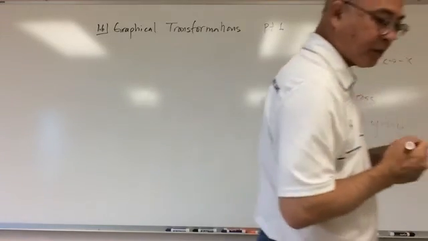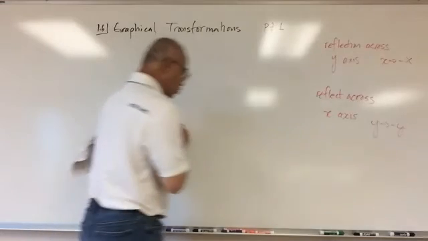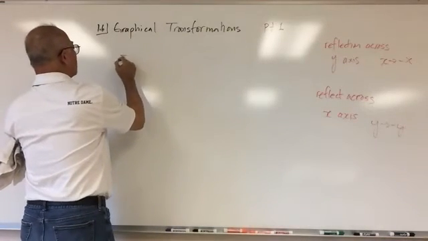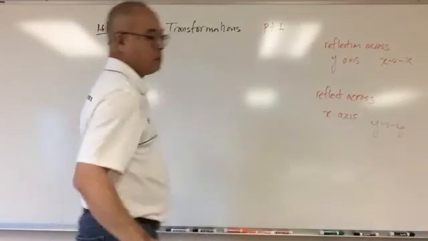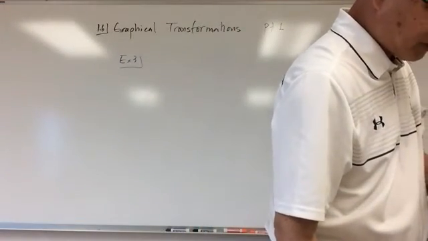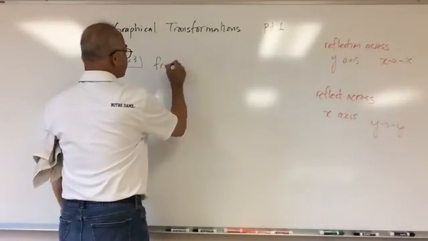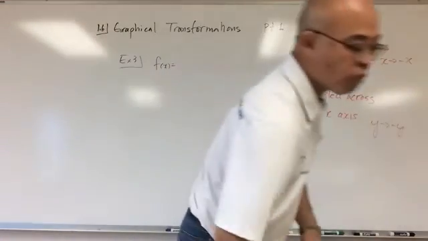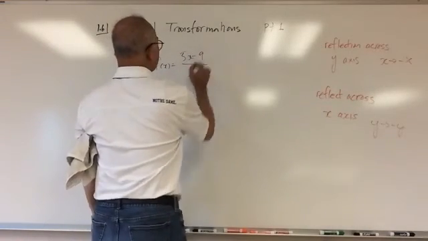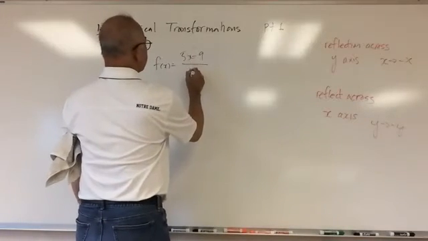Let's do example number 3. I want to do an example first, and then we'll go back to the blue box. So don't worry about the blue box, we'll come back to it. Example number 3: find the equation for the reflection of this across each axis. So I'm going to start with f of x is equal to 5x minus y and x squared plus 3.